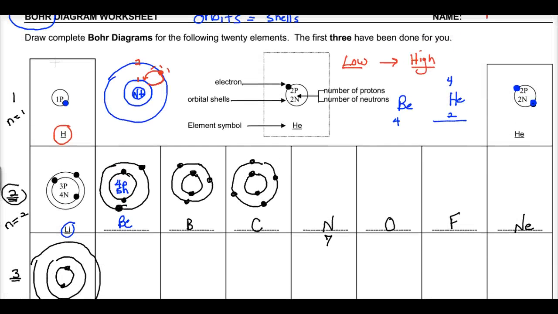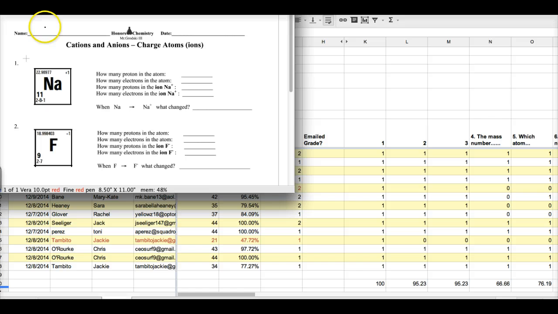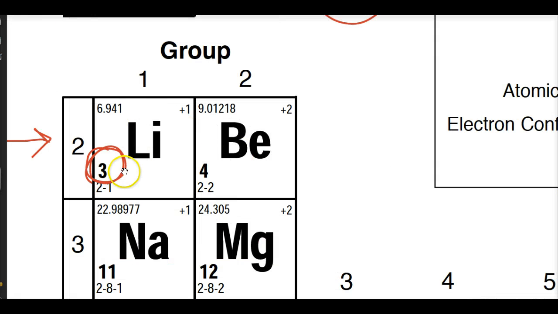Now, what I will say, there's another way to do this that might make some sense. Look at lithium. Let's go back to lithium. I see it has a number, 2-1. You might have been noticing this 2-1 number. Let me try to circle it here. This 2-1 number is an electron configuration.